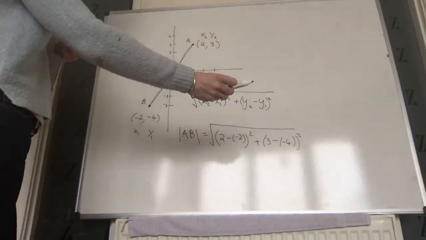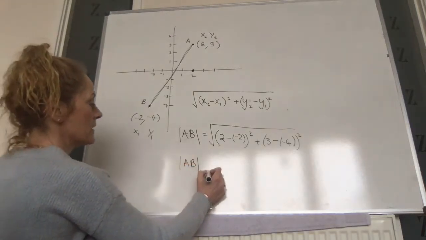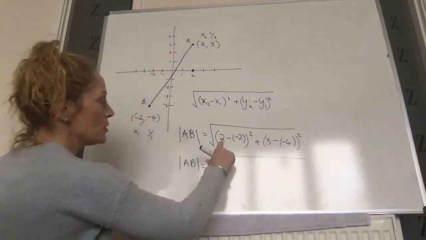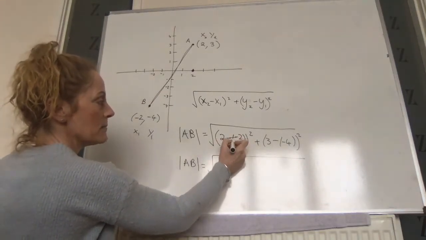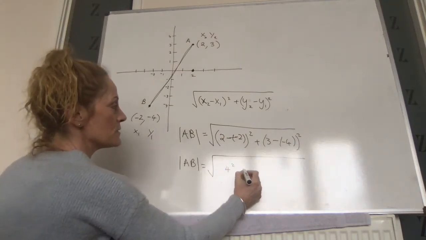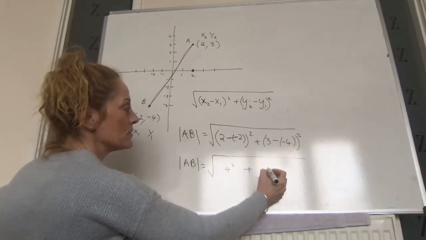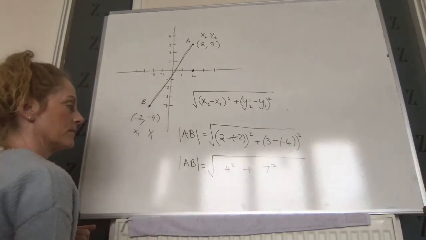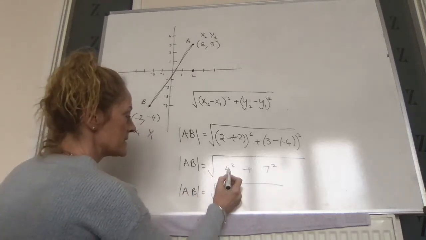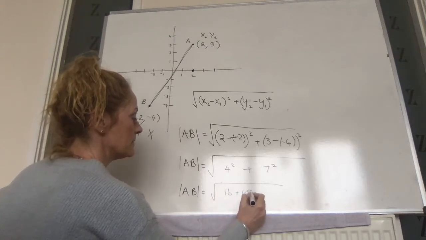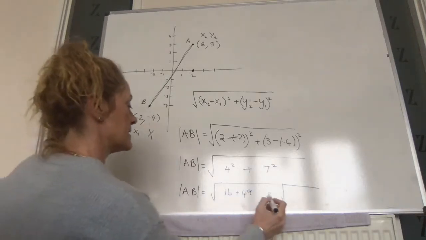Now, you can put that straight into your calculator. It's not a bad idea in an exam, but I'm just going to work it out here. So that is the square root of, do what's in the brackets first, 2 take away minus 2, a minus is a plus, so that is 4 squared, plus 3 take away minus 4, which is 3 plus 4, so that's 7 squared. So the distance from A to B is the square root of 16 plus 49, which is the square root of 65.